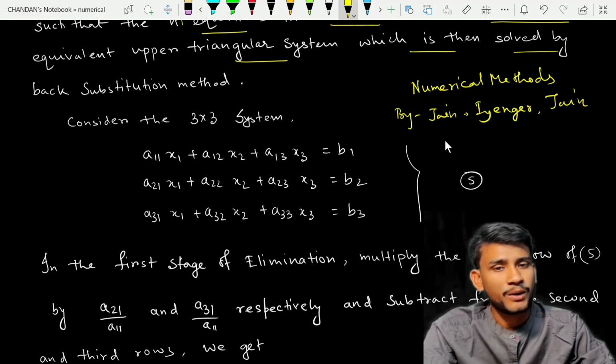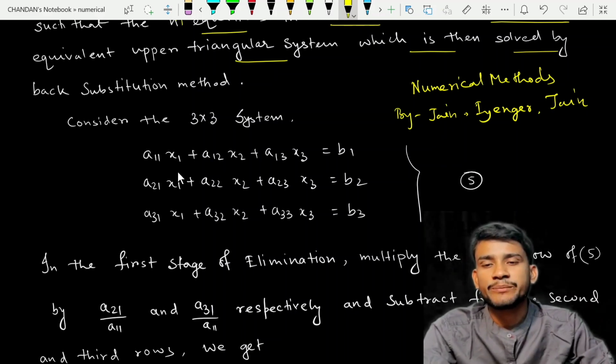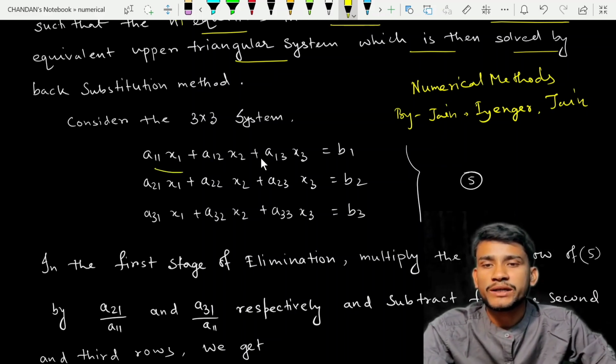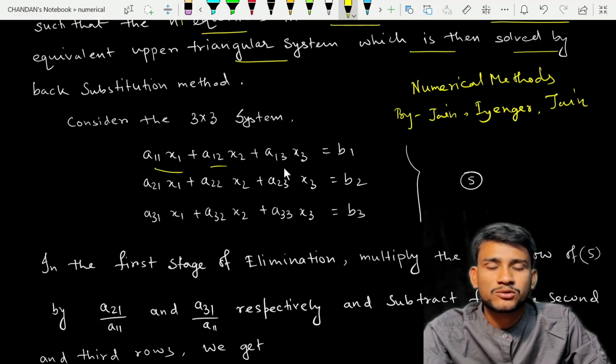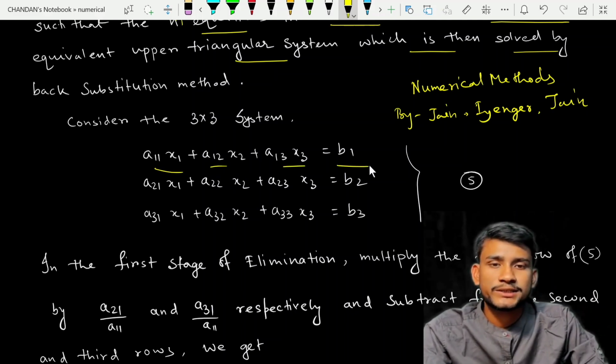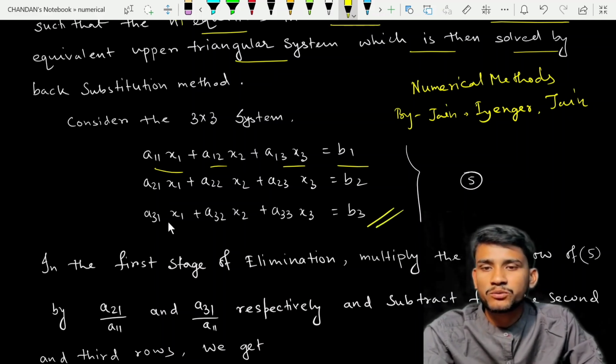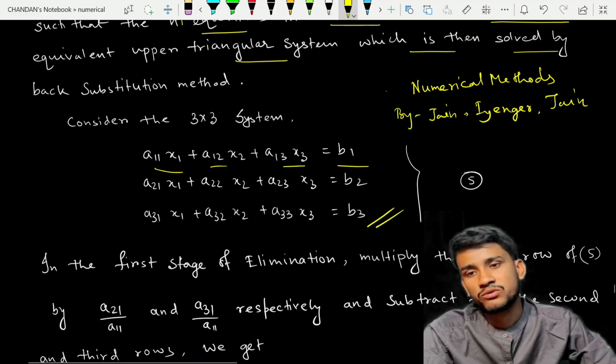Pal or Madhumangal Pal. So the system, first we write a11 x1 plus a12 x2 plus a13 x3 equal to b1, and this is the 3 by 3 system, b1, b2, b3. There are 9 coefficients of the x1, x2, x3 terms.